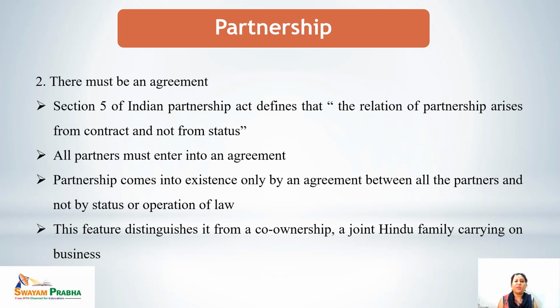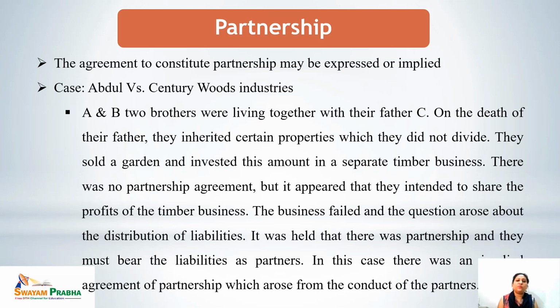If any partnership comes into existence without the agreement, it would not be considered a partnership business, and the partnership should come out of the agreement, not by status or by operation of any law. And that's why it distinguishes the partnership from a co-business and a joint Hindu family carrying on the business. In a joint Hindu family, the business comes by status, by the operation of law, but not by agreement. The agreement to constitute partnership may be express or implied, as I have already said.